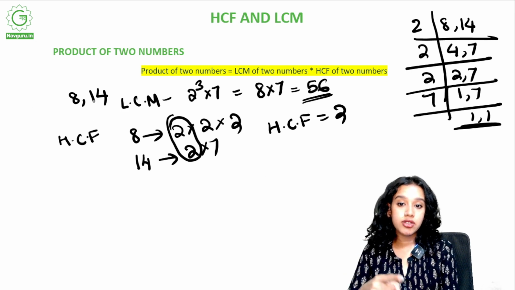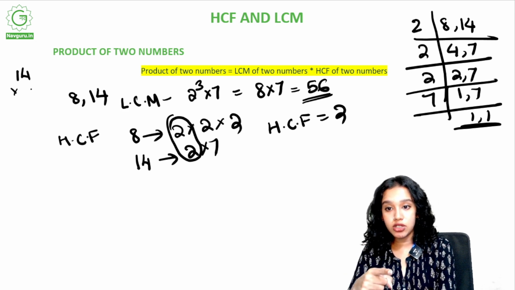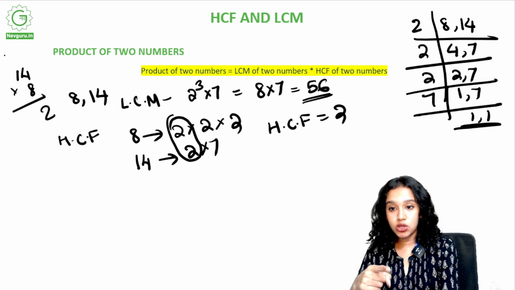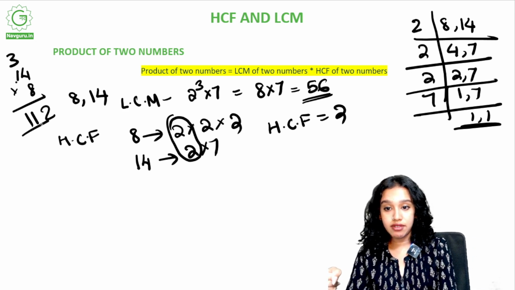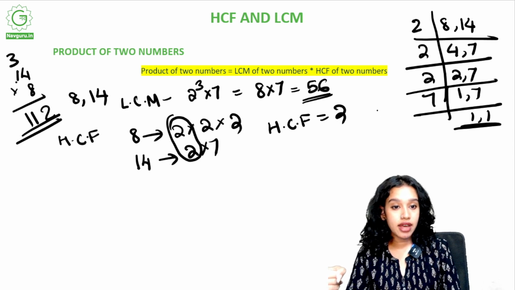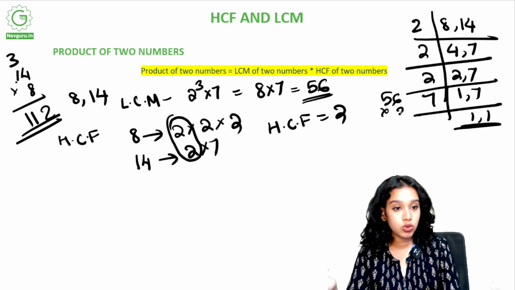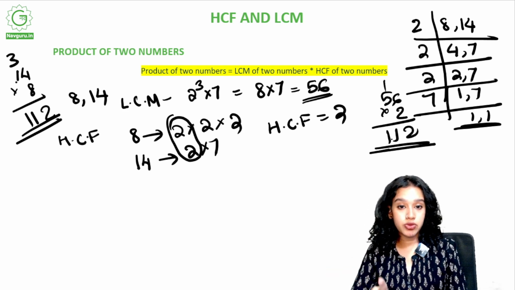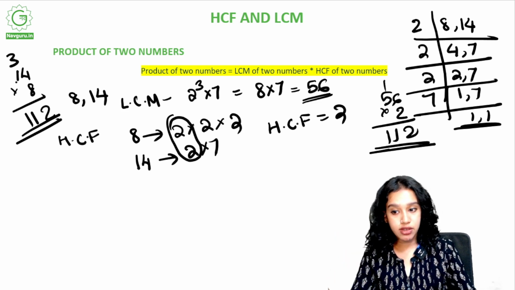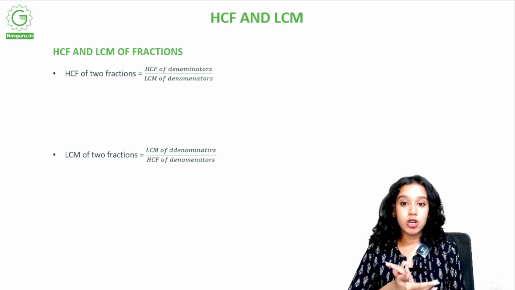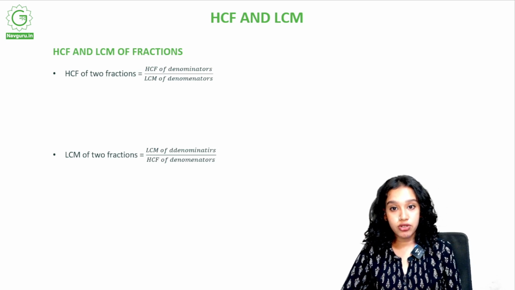Now what is the product of the given numbers? We have 14 into 8. 8 4s are 32 and 8 1s are 8. So 8 plus 3 becomes 11. Now we have HCF into LCM, which is 56 into 2. We have 12, 5 2s are 10 and 1 carried makes 112. So this proves that the product of two numbers is equal to the LCM of two numbers into the HCF of two numbers.